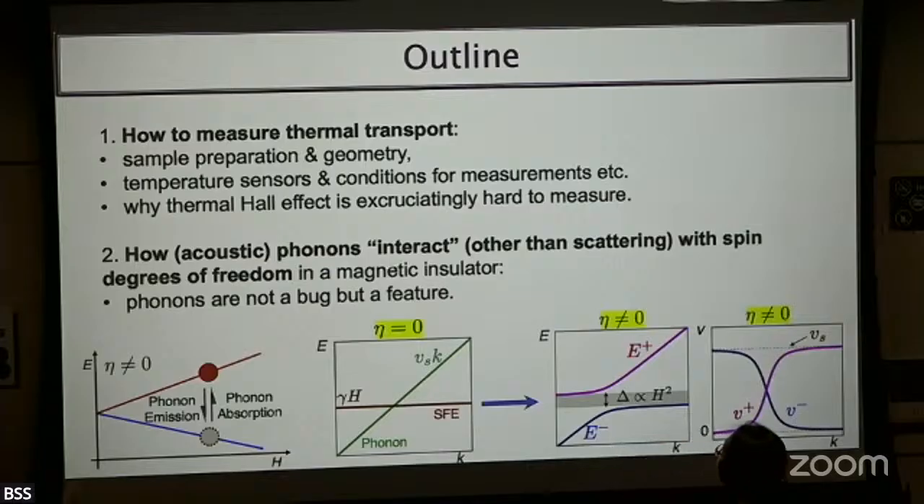So I'm going to tell you about how to measure thermal transport, how to prepare samples, and what the temperature is. In the end, what we're measuring is temperature: what kind of sensor we're using, and how do we know the sensor is good, right? And conditions and measurement. And then why thermal Hall effect is excruciatingly hard to measure. I'll try to go over it. I know you guys work really hard too, but thermal Hall effect is just my sore spot.